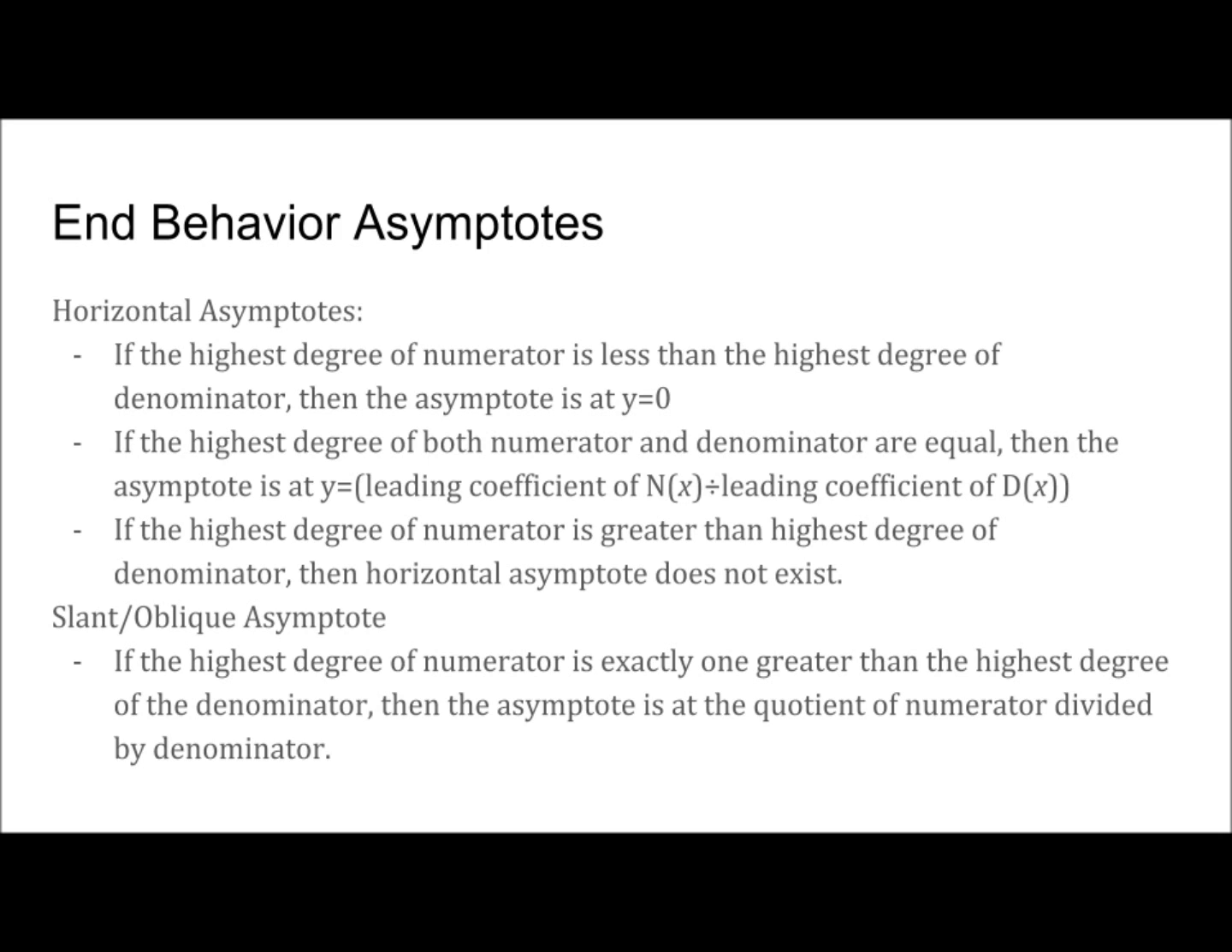Instead, there's a slant asymptote. If the highest degree of the numerator is exactly 1 greater than the highest degree of the denominator, then there's a slant asymptote at the quotient of the numerator divided by the denominator.